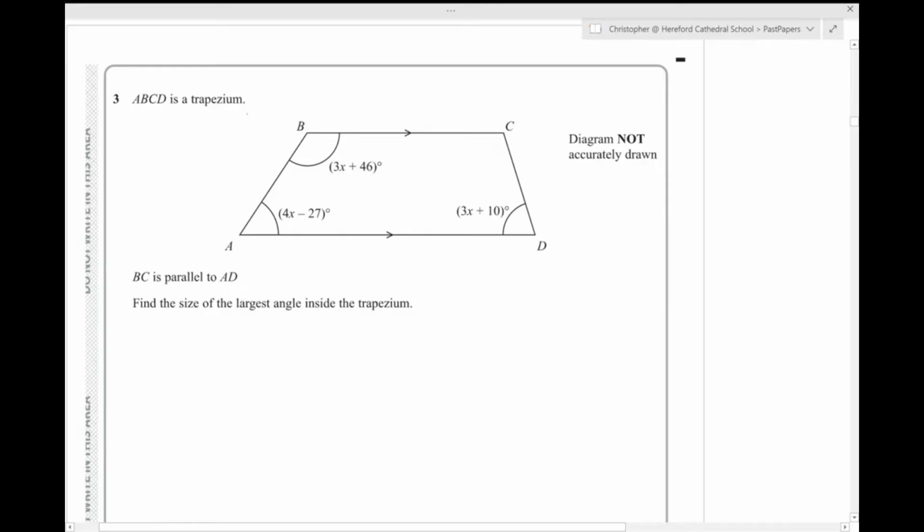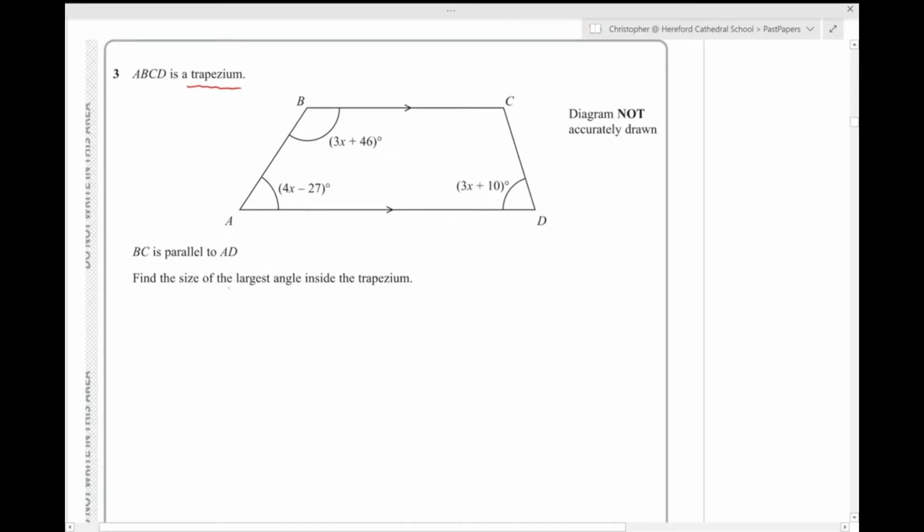Question 3. Right, so we've got a trapezium here, and the two parallel sides are BC and AD, and I've got to find the size of the largest angle inside the trapezium. Well, clearly I need to find x, and because it's a trapezium, I know that these two angles here add to 180. So I can write the equation 3x plus 46 plus 4x minus 27 equals 180.